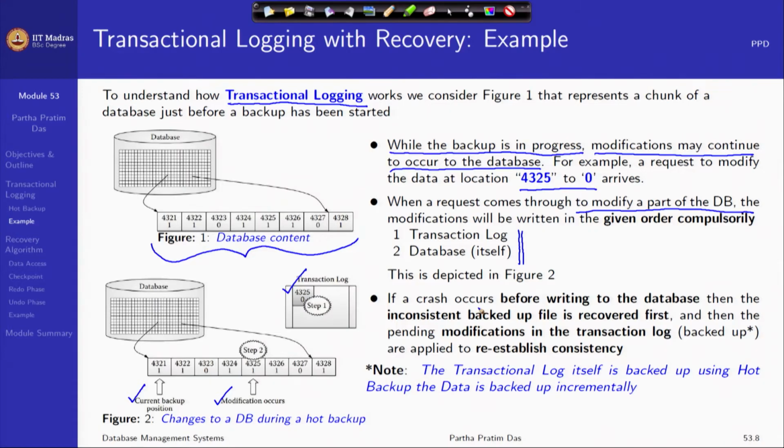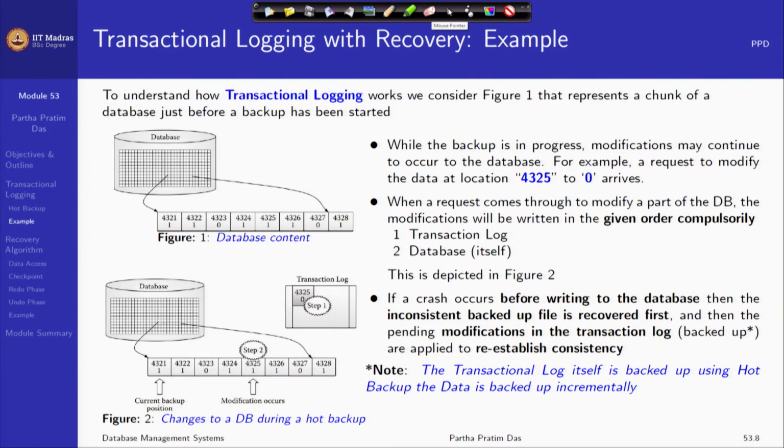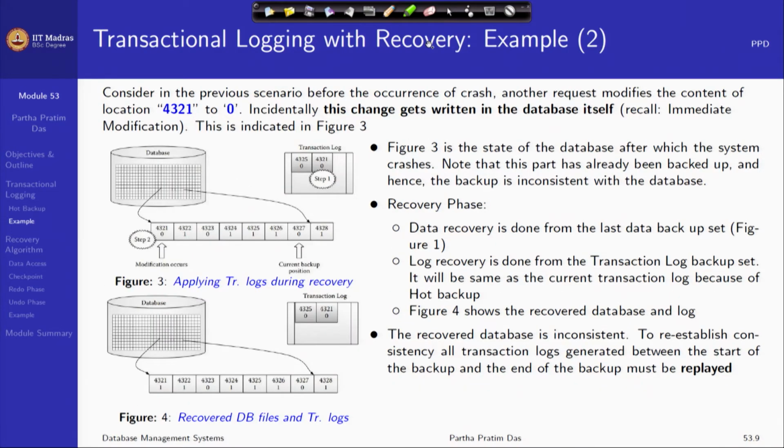So, if the crash occurs before writing to the database, this is step 2, you have not been able to write it yet, and if the crash occurs at that time, then the inconsistent backup file will be recovered first, and then the modified transaction log, which remembers that 4325 was to be changed to 0, will be applied to re-establish that consistency. So, that is the basic principle of the process. Okay, let us continue and see what other scenarios can happen.